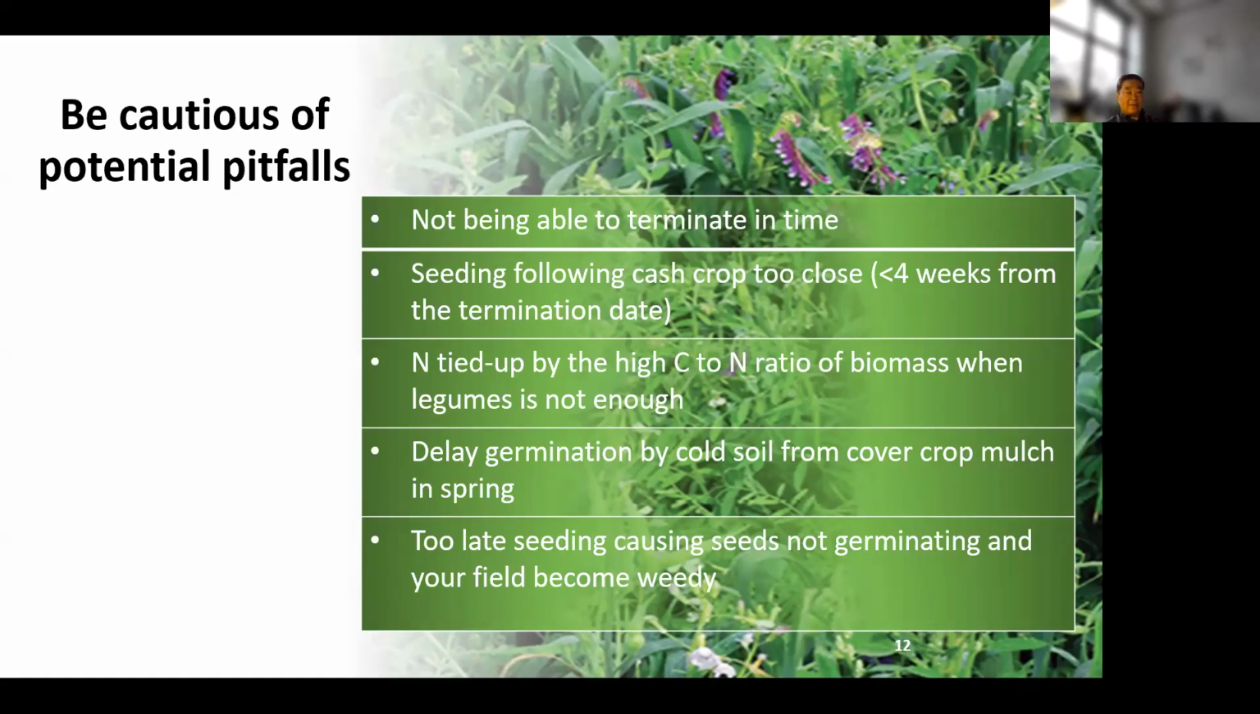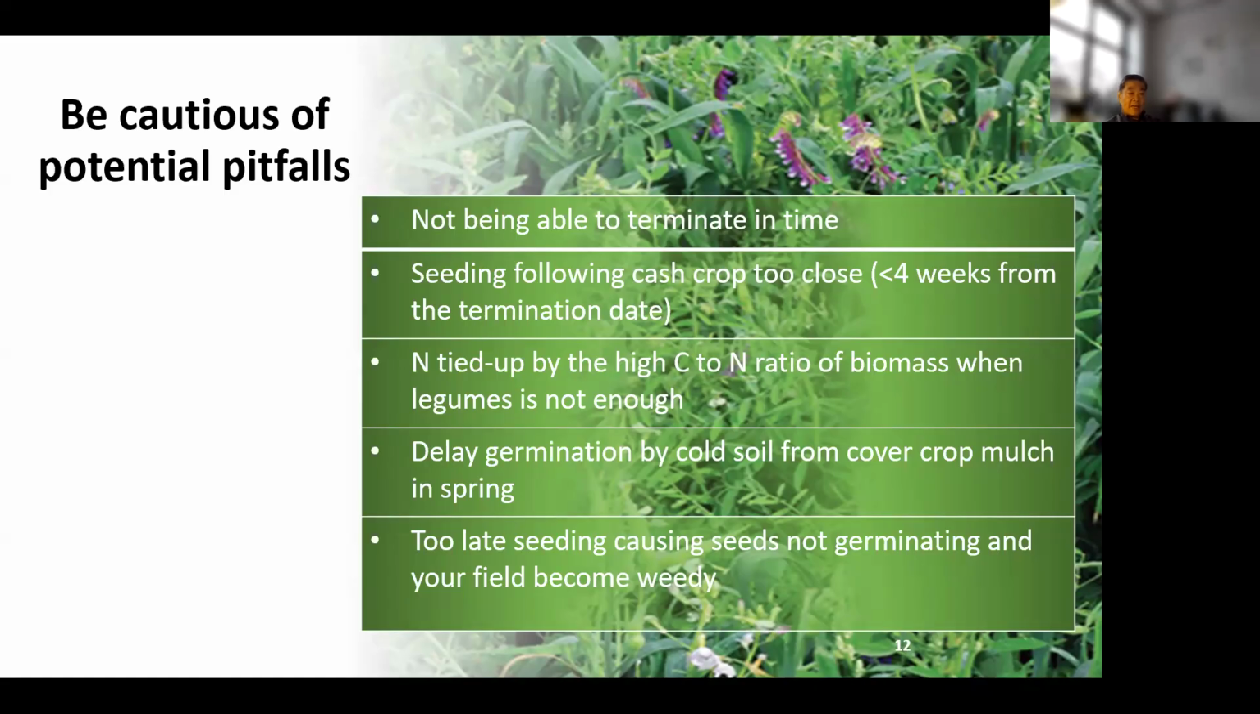If you have a very high carbon to nitrogen ratio crop biomass, the one that suffers is not only the following crop, it will be the crops after this, all the crops following the cover crops. So we should pay attention to that.